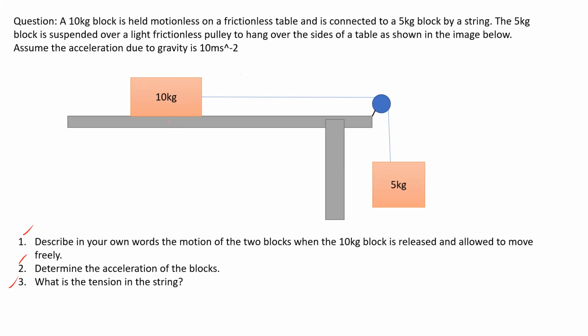So let's first analyze our diagram given. Firstly, you can see the 10 kilogram block sitting flat on top. This is a table. We have the pulley. This blue circular object is the pulley. The pulley is allowed to spin and rotate freely. This is the edge of the table, of course. And we have our 5 kilogram block hanging over the side of the table. So if we analyze this, what will happen?